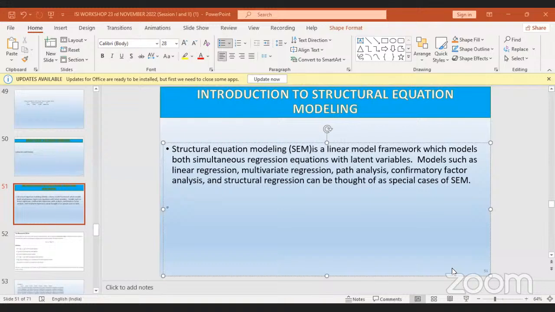Now, we will start with structural equation modeling. It is nothing but, again, a simple linear framework which models both simultaneous regression equations with latent variables. Models such as linear regression, multivariate regression, path analysis, confirmatory factor analysis, and structural regression can be thought of as special cases of structural equation modeling.